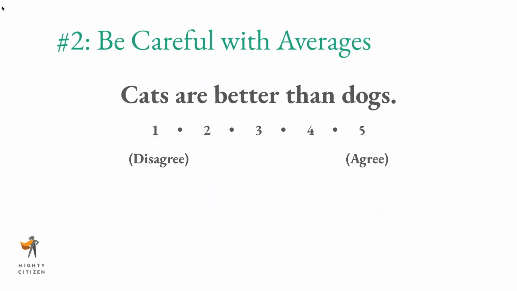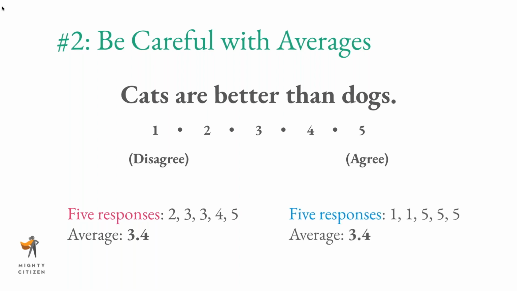In general, be careful with averages. When you're using scales, you don't really want to use averages to report those numbers. So in this example, cats are better than dogs. On a 1 to 5 scale where 1 is disagree and 5 is agree, you might get 5 responses: 2, 3, 3, 4, and 5. So they're kind of across the board. If you were to average those responses, you're going to get 3.4. So kind of neutral to positive.